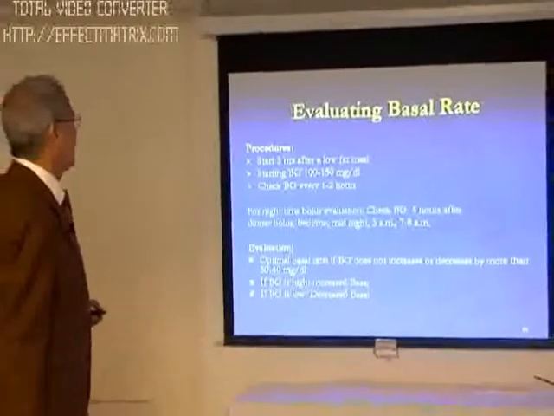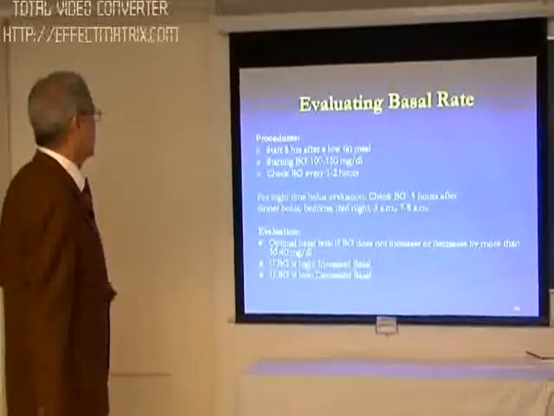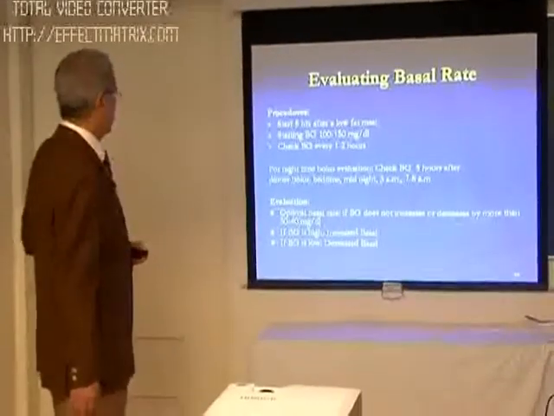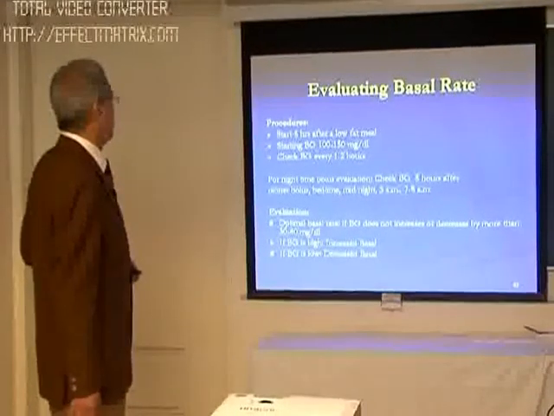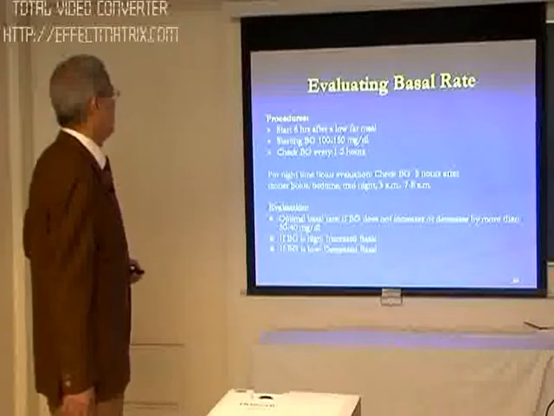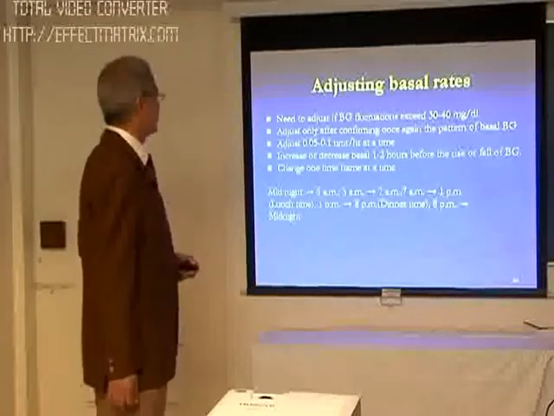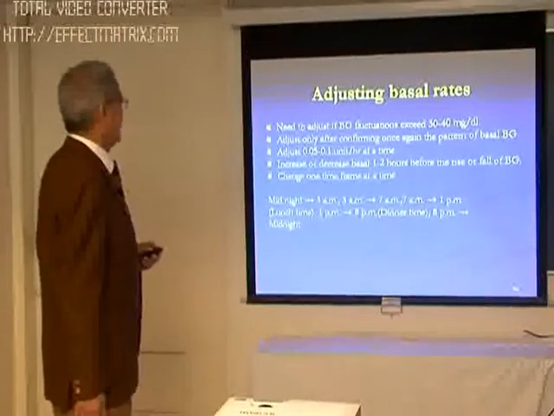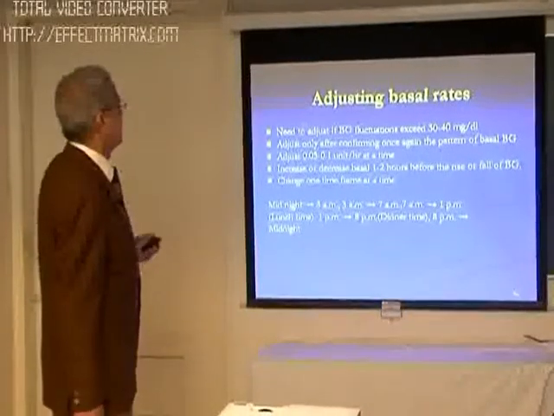The optimal basal rate is if the blood glucose does not increase or decrease by more than 30 or 40 milligrams. So it oscillates, but within this limit. If it is oscillating, it means the basal rate is correct. If the blood glucose is high, obviously you increase your basal. If it is lower than what your targets are, then you decrease the basal. As we have discussed earlier, you evaluate the basal rate.